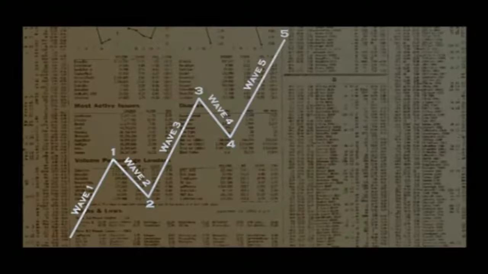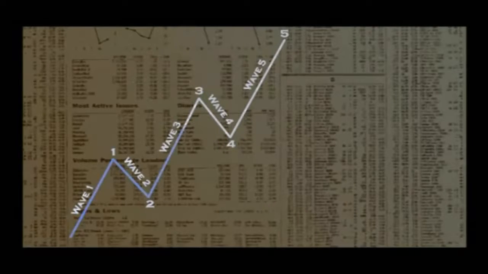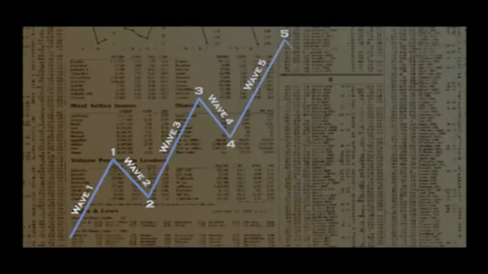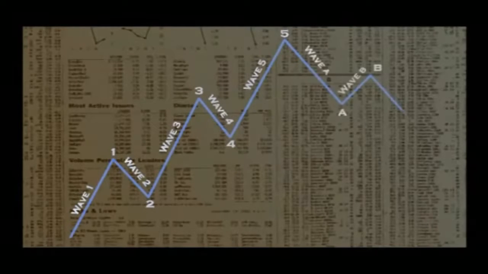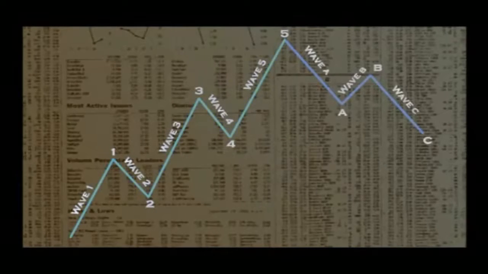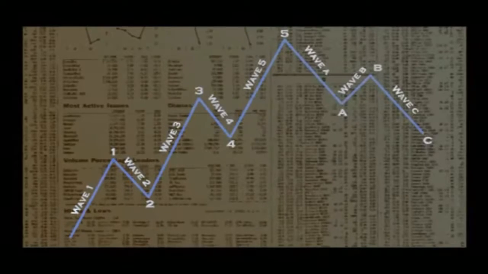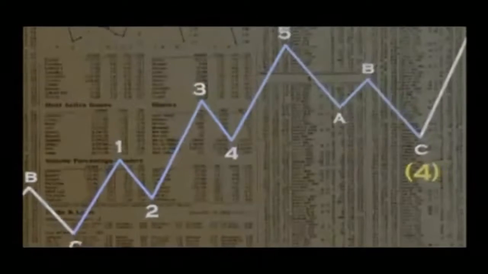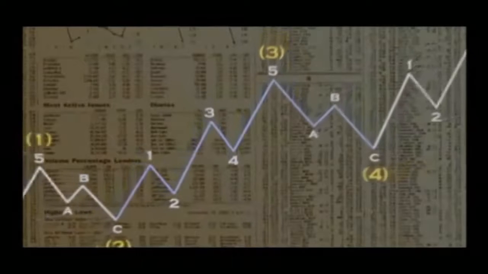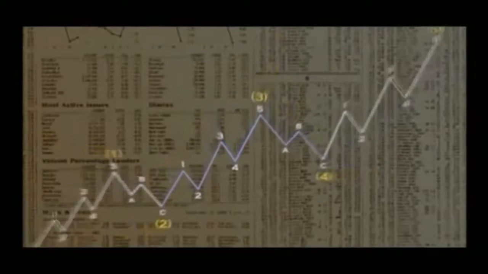The essential form, then, is five waves of net movement in the direction of the one larger trend, followed by three waves of net movement against it, progressing in three steps forward, two steps back. Elliott further observed that these patterns were the same regardless of scale. The smaller versions linked to form larger ones, and so on.